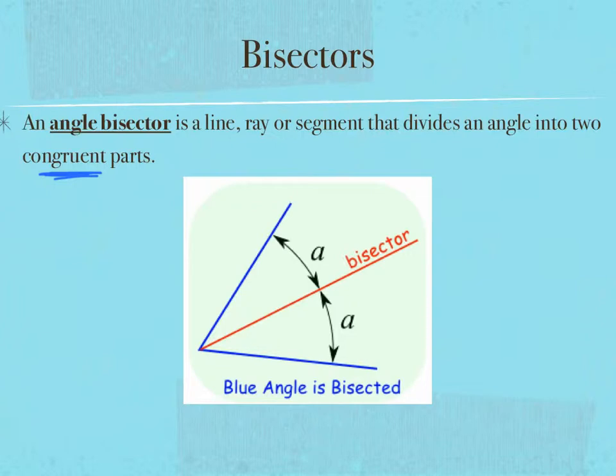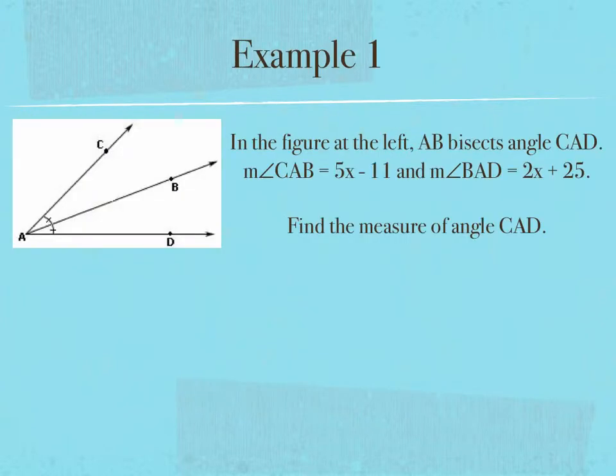If I told you the measure of this angle was 32 degrees, what would be the measure of this angle up here? 32 degrees. What would be the measure of the whole angle? 64. Good. Everyone got that definition copied? Good. Okay, so here's an example of the type of problem you might see in your homework tonight.